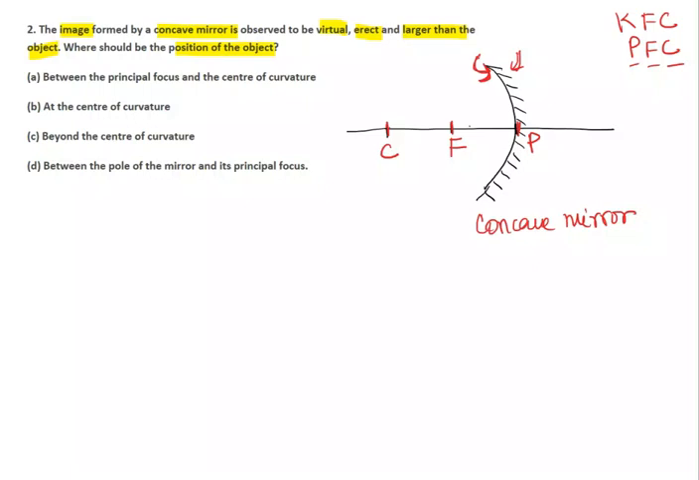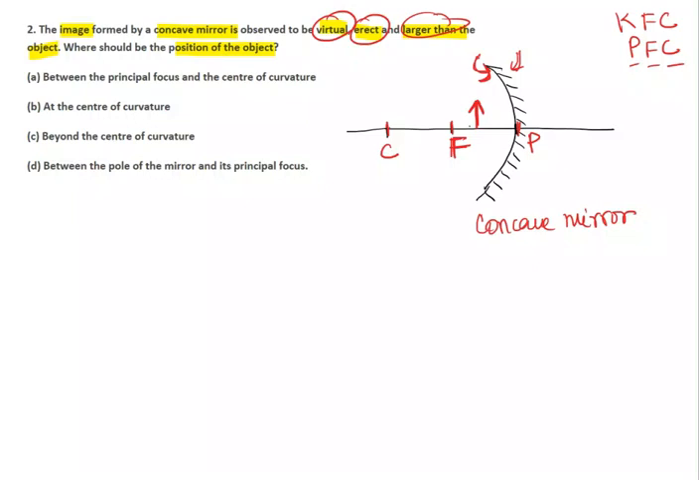Now, as we know, in a concave mirror we have 6 conditions. In the 6th one, the last one, we receive a virtual, erect image larger than the object, and in the rest 5 we receive a real and inverted image, right? So to obtain a virtual image, we need to take the object placed between focus and pole.